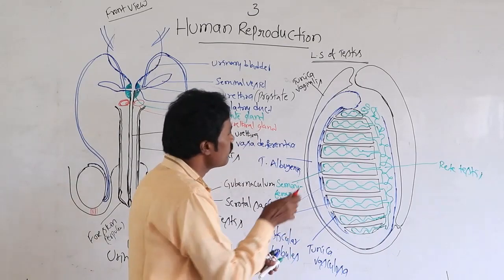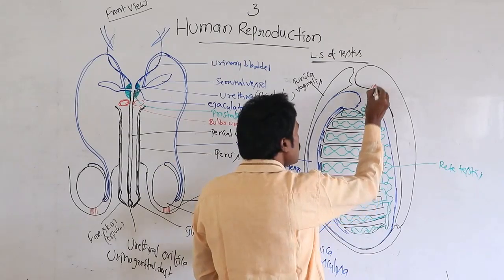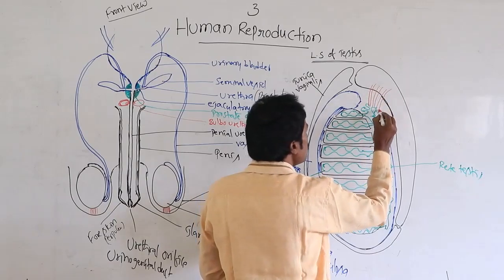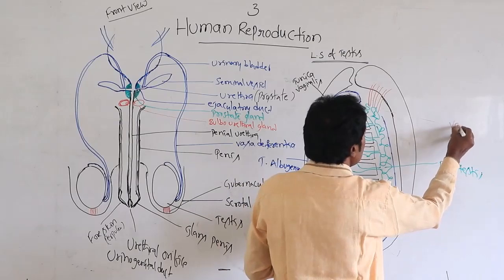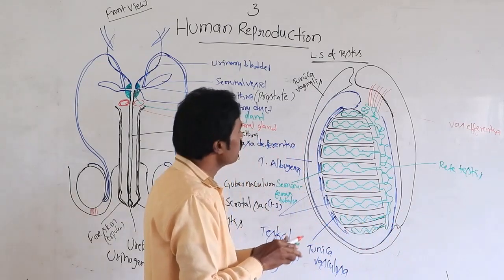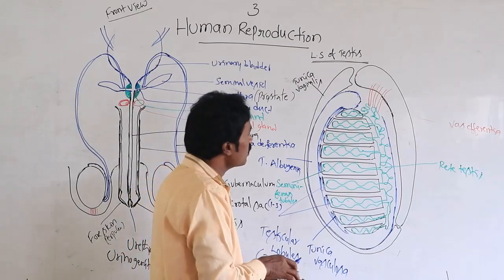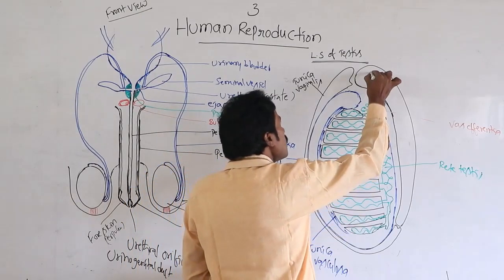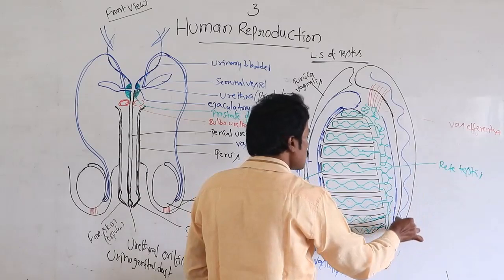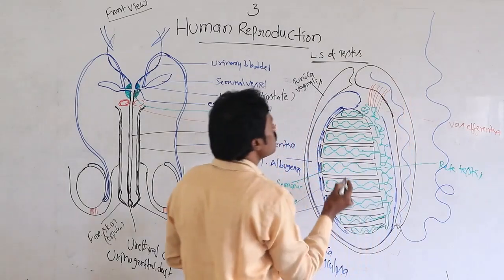These rete testis, the ductulus part, it is connected to the vas efferentia. This is vas efferentia, that is related to vas efferentia. In that vas efferentia, inside there will be a curved part present.